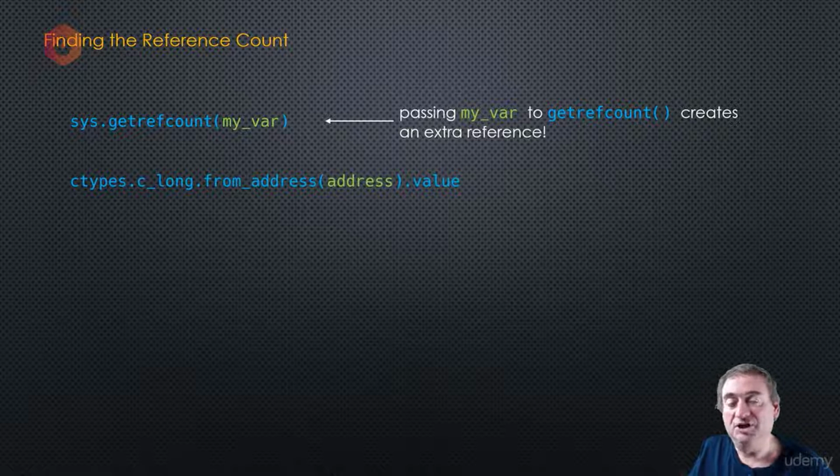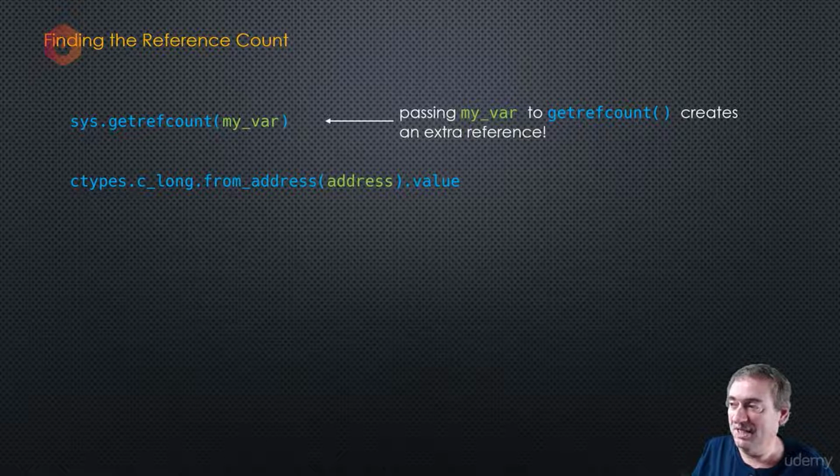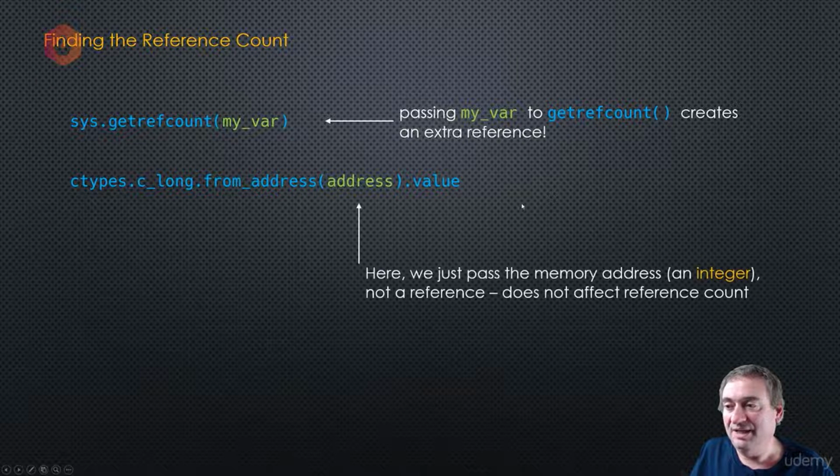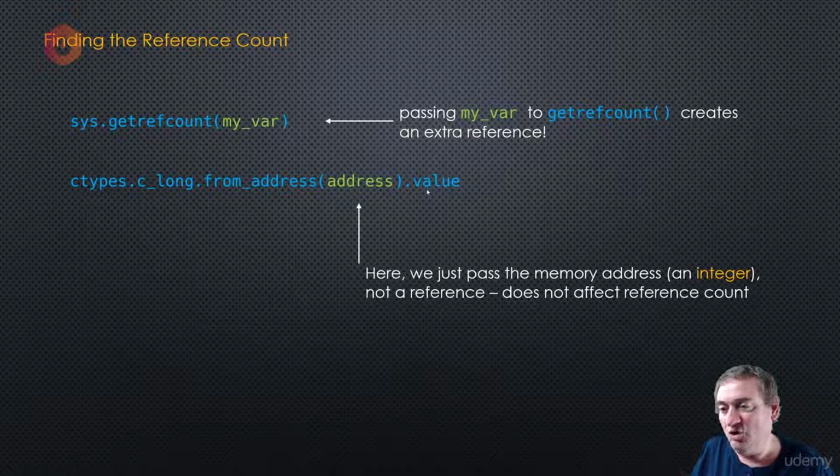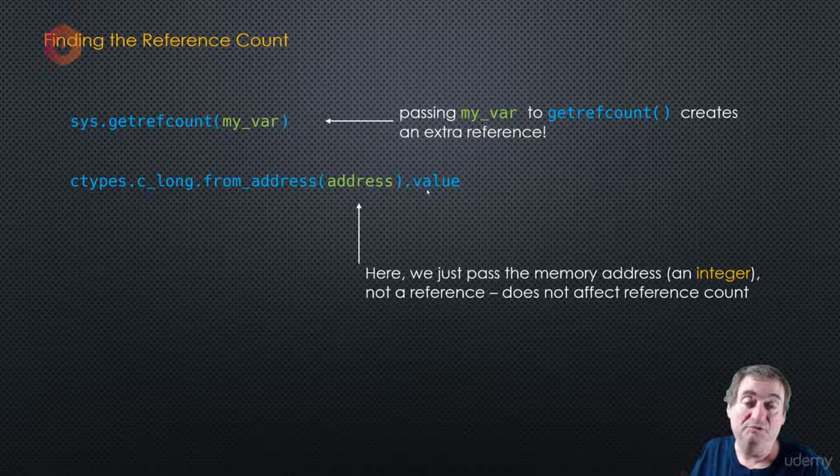So there is another function we can use that doesn't have that drawback. It's in the ctypes module. It's certainly at a lower level. It's basically starting to dig down into the C libraries. And this is just what it is, ctypes.c_long.from_address, etc. The difference here is that we're passing the memory address, so id(my_var). Because we're passing the memory address, not the reference, we're passing the actual integer value, let's say 1000 in the example we had before, it doesn't affect the reference count. And so this is a truer, more exact count of the number of references.